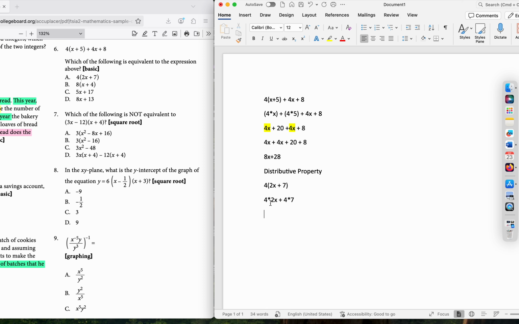And so we want to multiply the coefficients again. 4 times 2 is 8. We want to bring down that variable x. And then 4 times 7: 4, 8, 12, 16, 20, 24, 28. So 28. And so we see that 8x plus 28 is the same answer that we get here. And so we know that the answer is going to be B, right? Or in this case, A, my apologies. It'll be A for 2x plus 7.